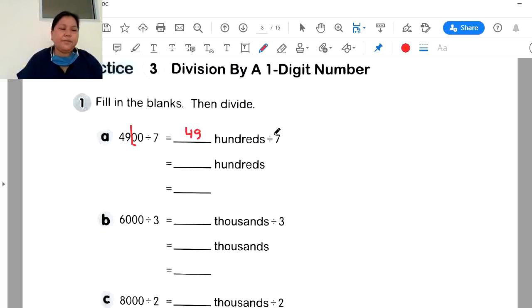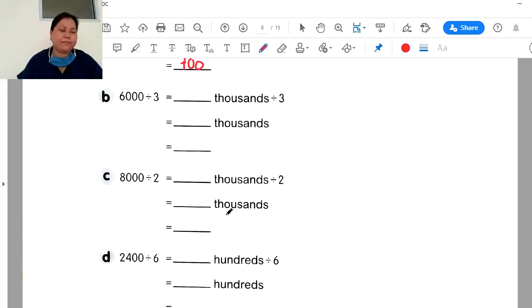Okay, so let's divide 49 by 7. What is it? Find the multiplication of 7. It is 7. So we have 700, and put the zeros of hundreds. How many zeros in the hundreds? 2, right? Then we have the answer. Very easy actually.